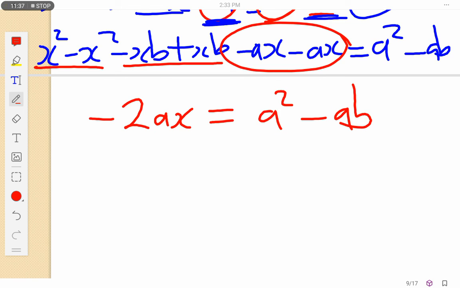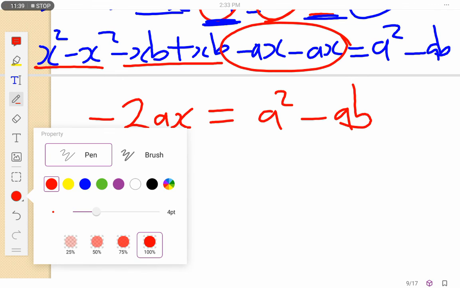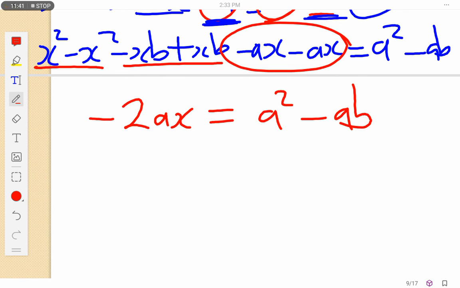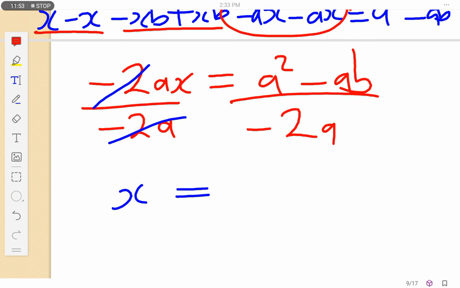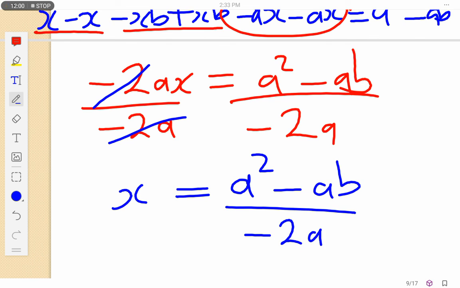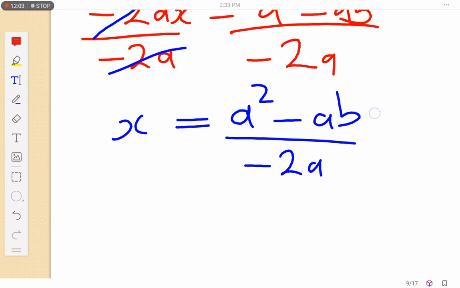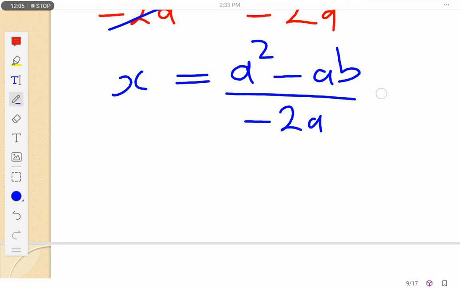Now I've reached a point where I can divide both sides by minus 2a to get my x. So these ones will cancel off each other, and my x is equal to a squared minus ab over minus 2a. You can either leave it like this, which is correct, or else you can divide by minus 2a.